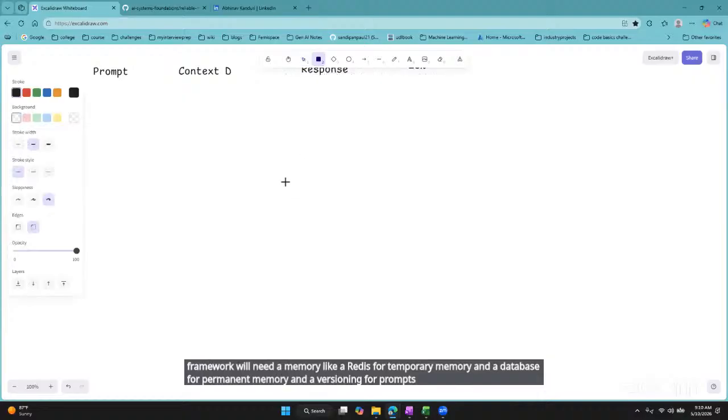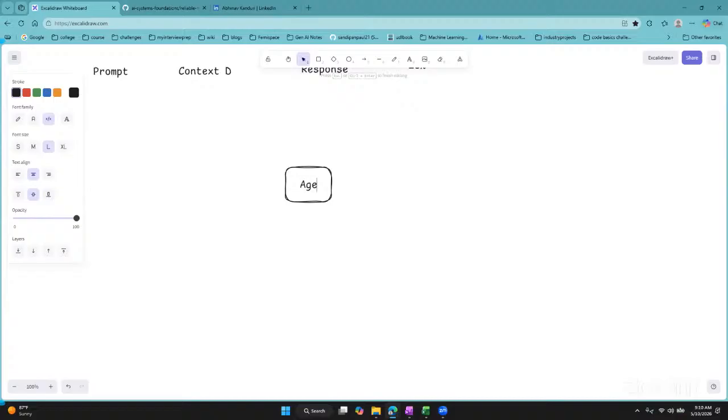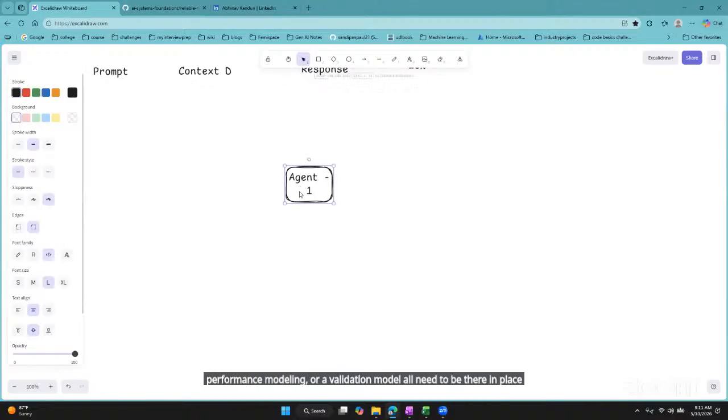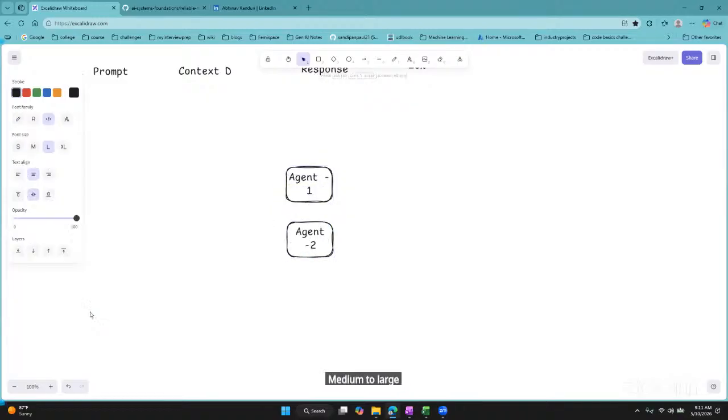A medium-sized application with a multi-agentic framework will need a memory like Redis for temporary memory, a database for permanent memory, versioning for prompts, and performance modeling or a validation model, all need to be there in place. Am I right? Yeah, I'll tell you, medium to something large.